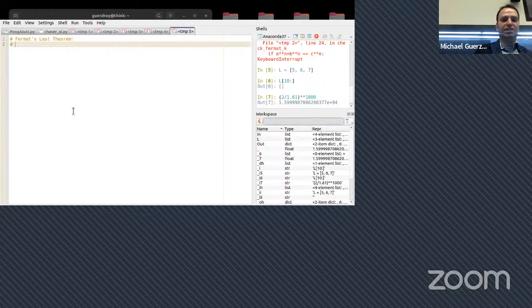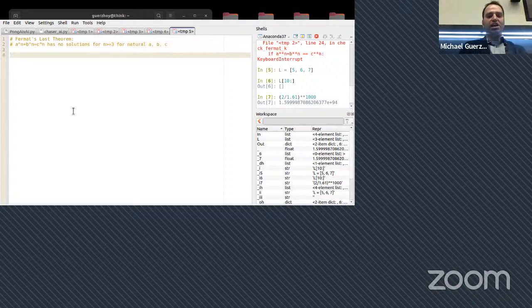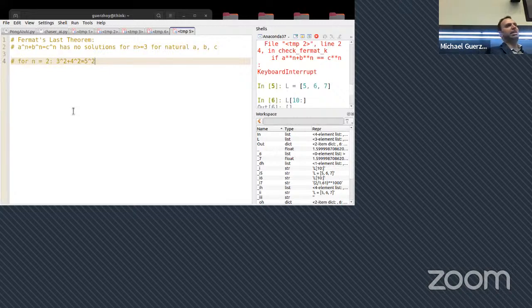To introduce this, so you'll see how that would make sense. Fermat's last theorem is: a to the n plus b to the n equals c to the n has no solutions for n greater than 2 for natural a, b, c. For n equals 2, there is a solution, and there are multiple of them. For example, 3 squared plus 4 squared is equal to 5 squared. So for squares, you can do it. For cubes and above, you just can't. There is no solution.